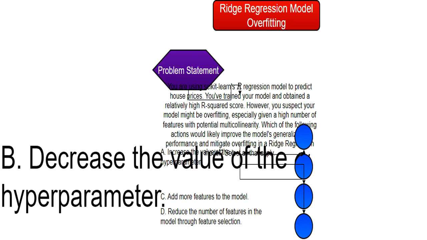Decreasing alpha weakens the regularization, essentially giving the model more freedom to fit the training data closely. This might lead to better performance on the training data, but it also increases the risk of overfitting, which means poor performance on new data. Think of it like letting the student guess all the answers without studying. This leads to poor performance on the actual test.